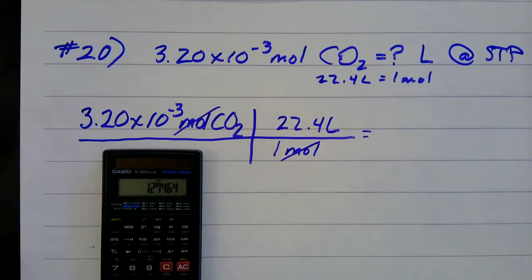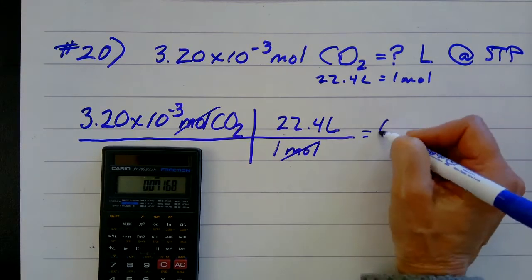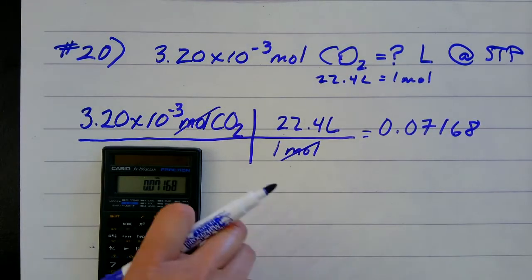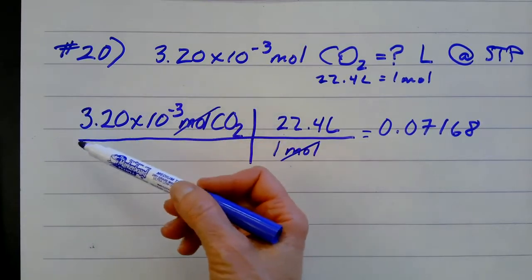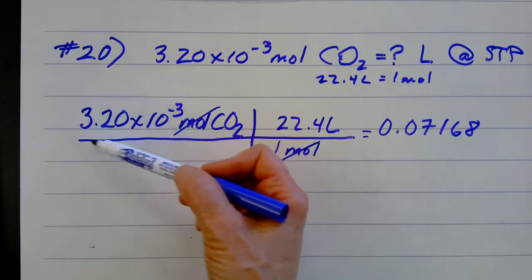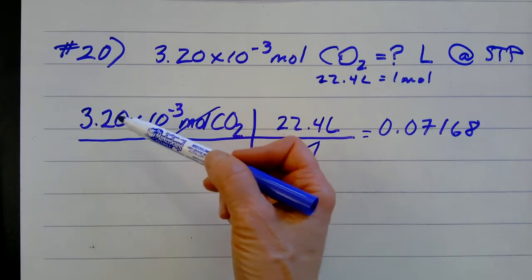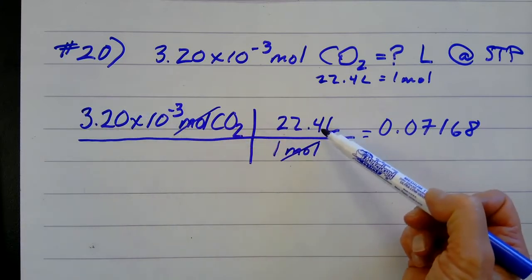So again, we work with our calculator. 3.20. Remember, EXP is the key, and then minus third. We're going to take that times 22.4, and that gives us this value in the calculator, 7168. Now we need to look for significant figures. Just a reminder, in a value that's in scientific notation, the first factor is going to tell us the number of significant figures. Remember that righty zeros are significant if they are to the right of non-zeros and there's a decimal in place. So this is 3 sig figs, and this is also 3 sig figs.